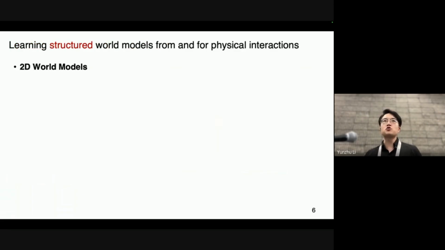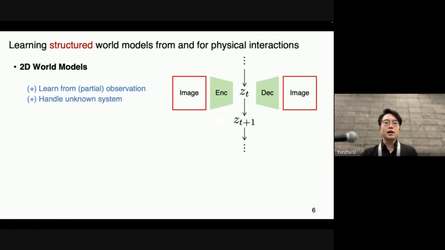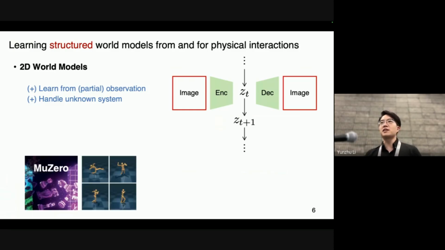One is to try to learn the model all the way from observations. Many people categorize it as sometimes 2D world models. The general idea is to take the visual observation and learn the dynamics model either directly over the observation space or over some kind of latent space. The nice thing about this approach is that it can directly learn from partial observations and handle systems where the underlying dynamics are uncertain or unknown. We have successful examples like MuZero or controlling robots from pixels. But the challenge of this approach is that it is very unstructured and very limited in terms of generalization.